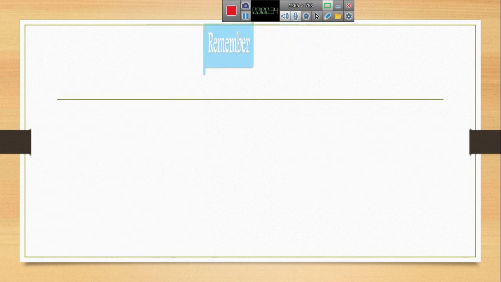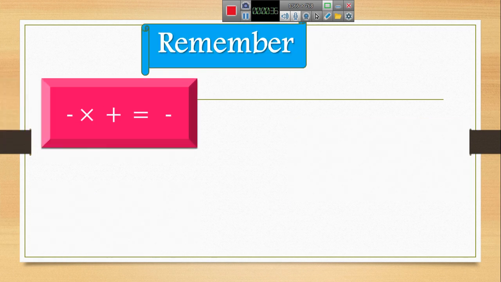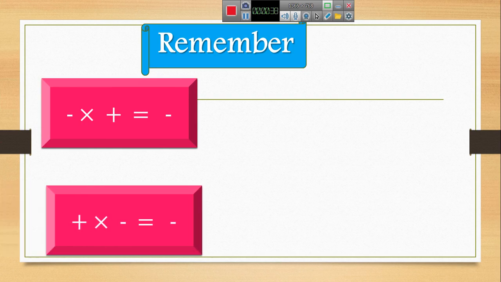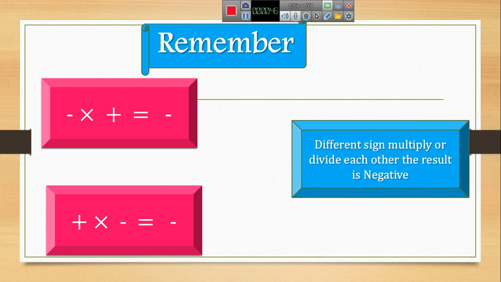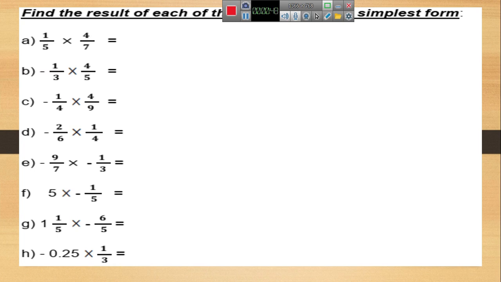But what about if they have different signs? Negative times positive or positive times negative. In both of these cases we will get negative. So if the two numbers have different signs, we will get a negative answer. Let's solve some questions like this.